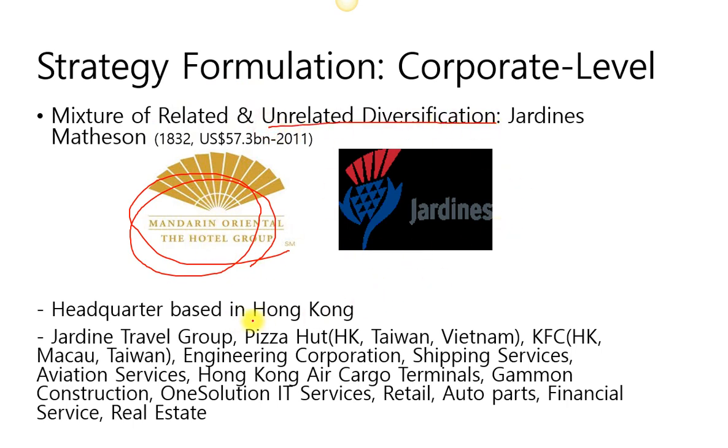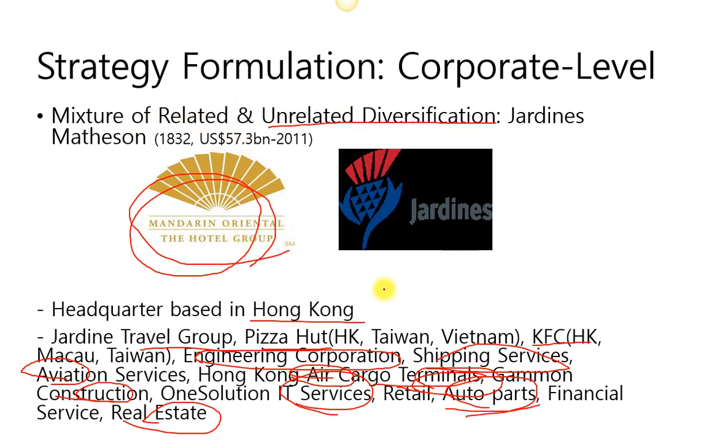Jardines, this company is based in Hong Kong. They do related businesses such as Travel Group, Pizza Hut, KFC, but they also do engineering. They do shipping services, terminals, construction, IT services, auto parts, real estate. Real estate can be somewhat related, but auto parts, shipping services, engineering, construction, aviation services, air cargo, terminals are very different. So it's unrelated diversification, a mixture of related and unrelated.